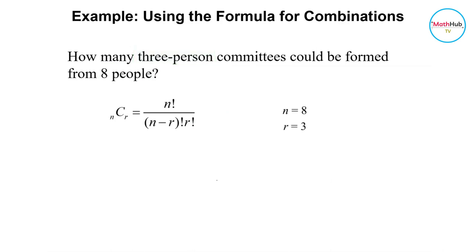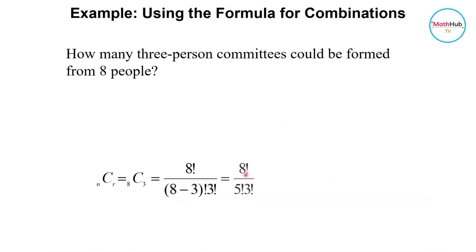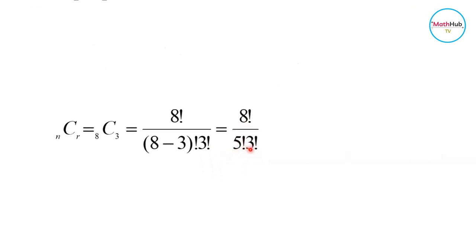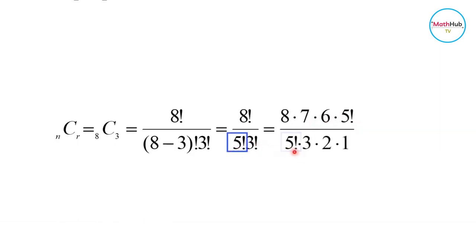Using the formula for combination, we have this. N is equal to 8. We have 8 factorial divided by 8 minus 3 factorial, 3 factorial. That is equal to 8 factorial divided by 5 factorial times 3 factorial. Then we will write 8 factorial as 8 times 7 times 6 times 5 factorial. Since we have 5 factorial times 3 factorial, we will just retain 5 factorial. So this would cancel out with the 5 factorial in the numerator.